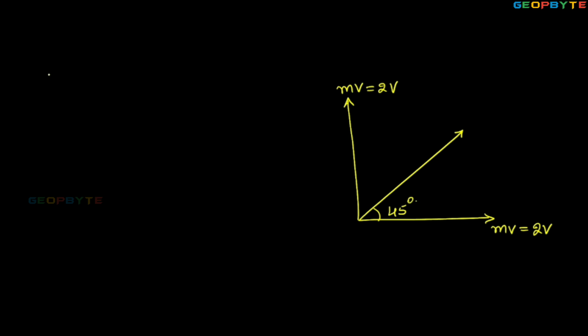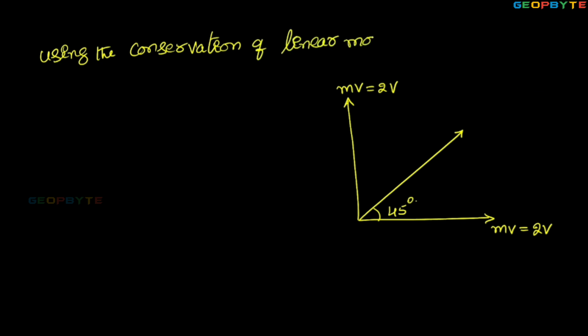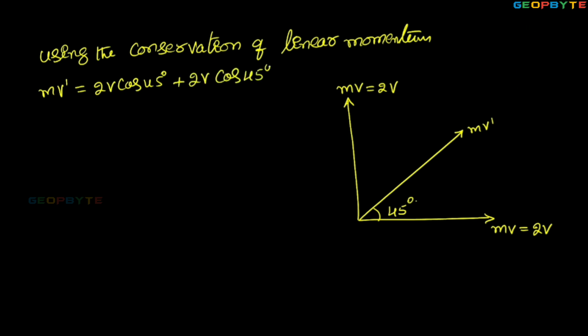Then, using the law of conservation of linear momentum, the smaller mass is m, let its velocity be v dash. m into v dash must be equal to 2v cos 45 degrees plus 2v cos 45 degrees.